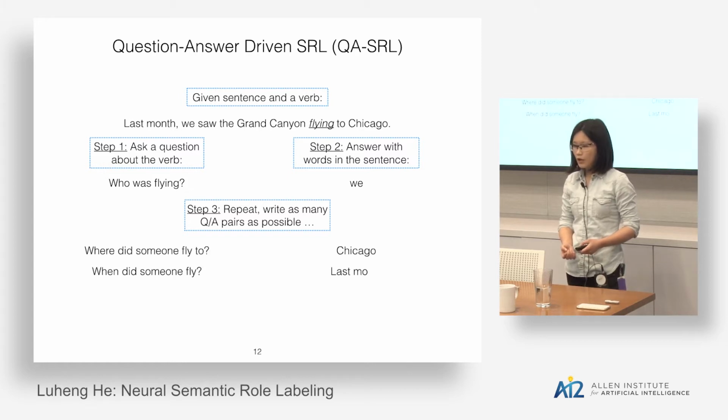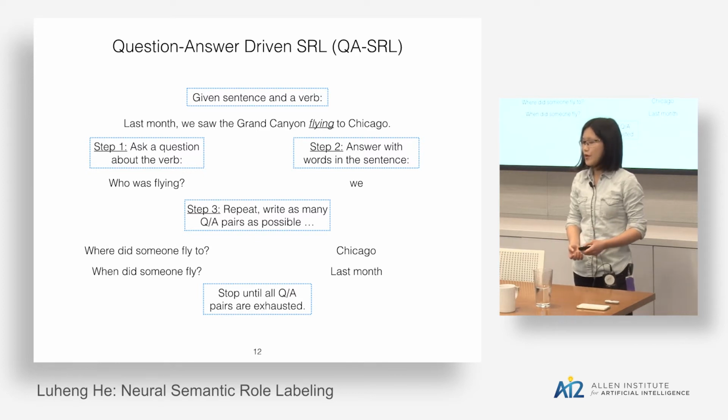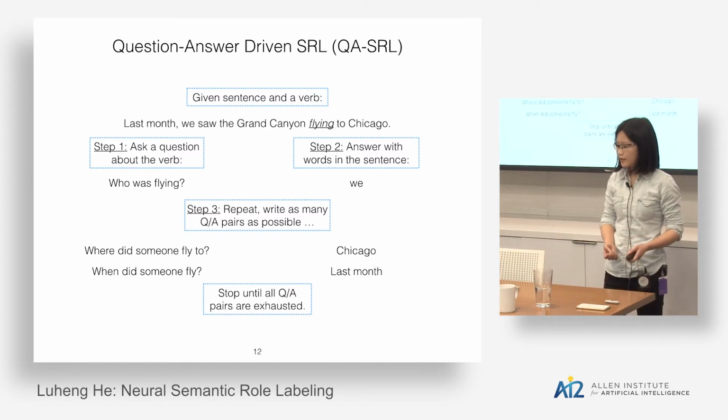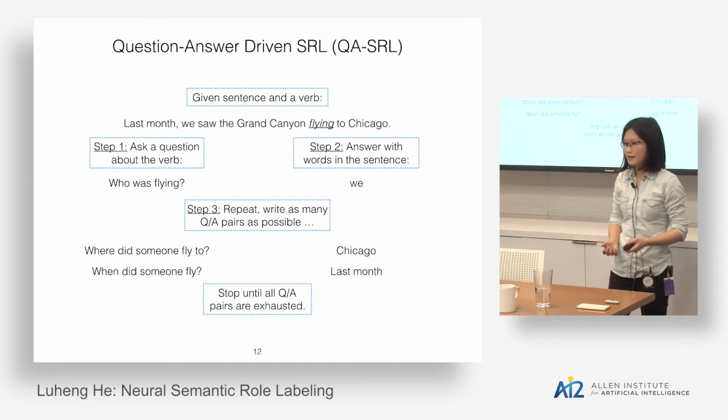So we can ask, "where did someone fly to?" Answer: "Chicago." And ask, "when did someone fly?" And answer: "last month." And we do this over and over and stop until no more question-answer pairs can be written. So basically, this is our entire annotation task. I've just showed you in one single slide, and hopefully I've convinced you that it's indeed simple enough.